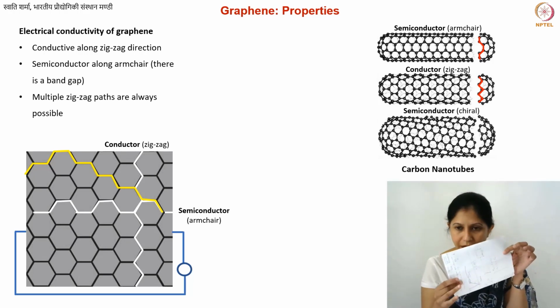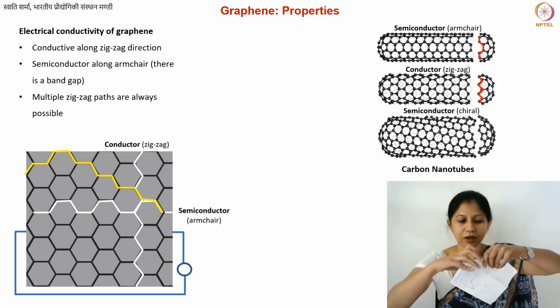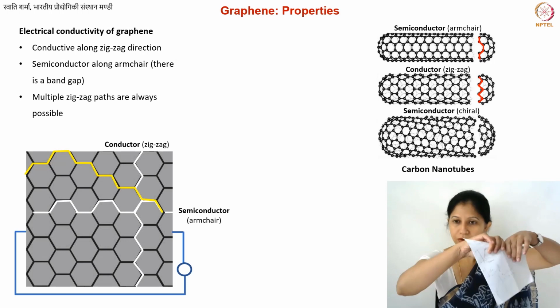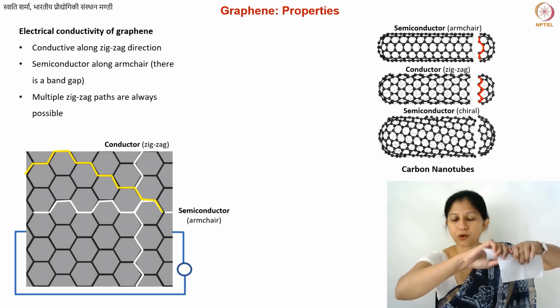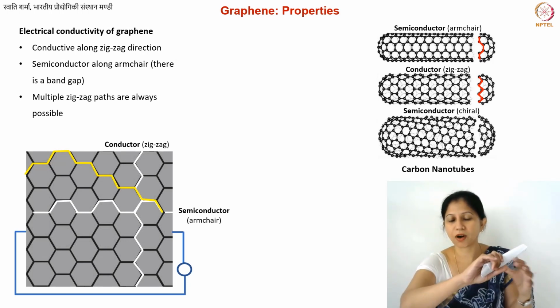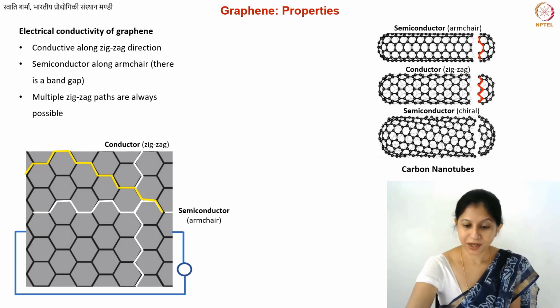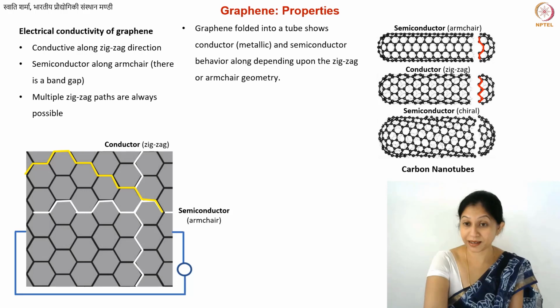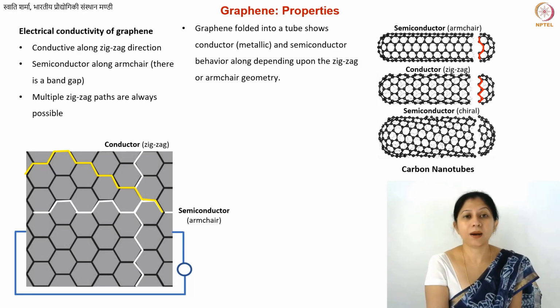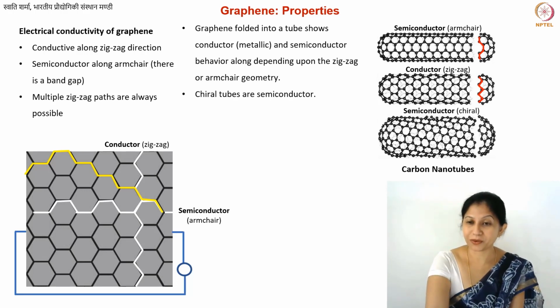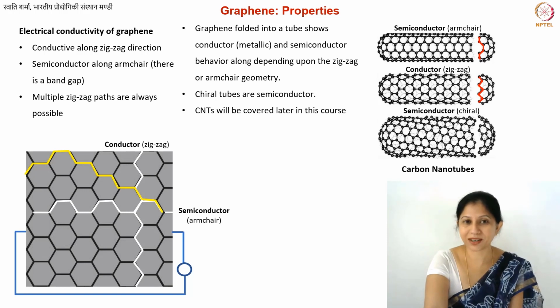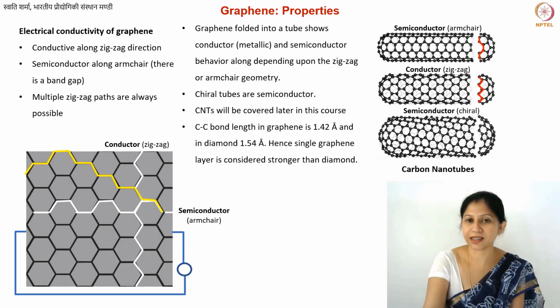So how will I make a chiral sheet out of it? If I fold it sideways, like that, then what I get is sort of a combination of both. Okay, so this is something very interesting about graphene's electrical properties. This is something you will only know when you make tubes. Because in the case of graphene, you will always find there is some path.